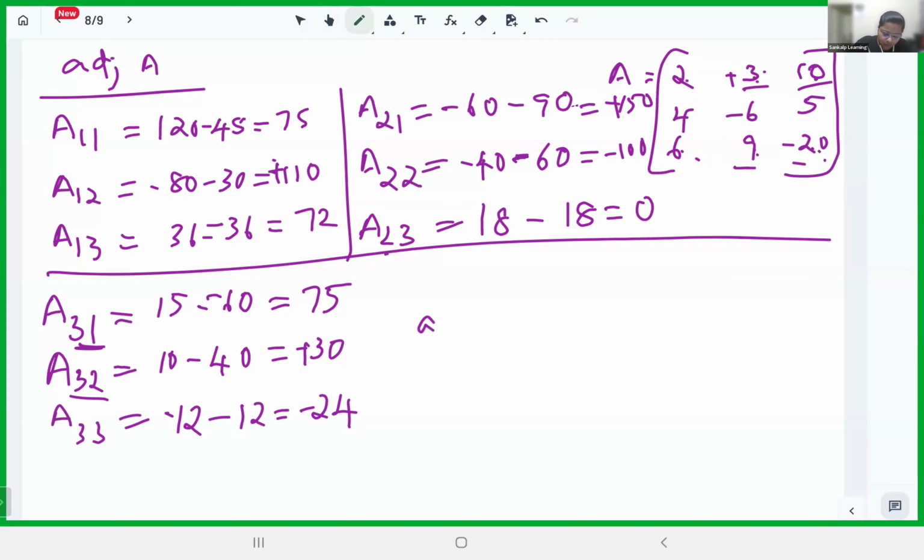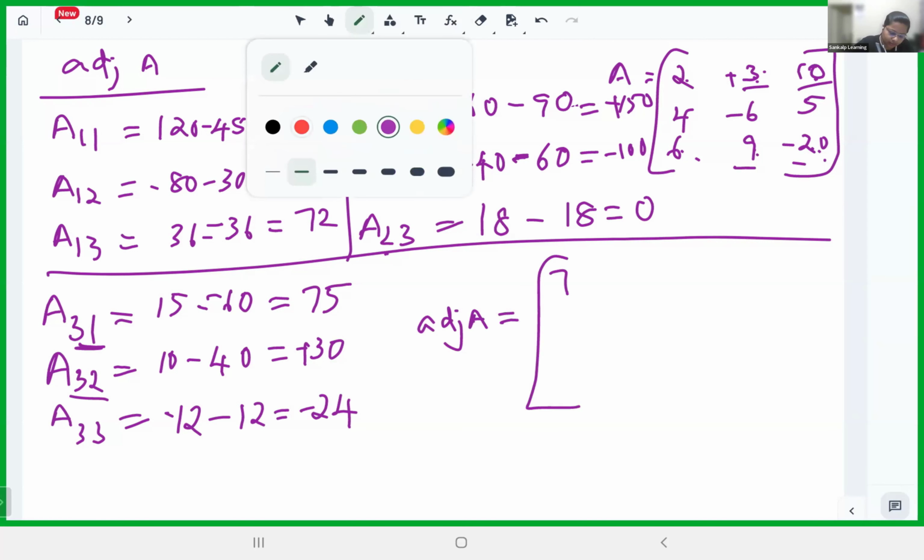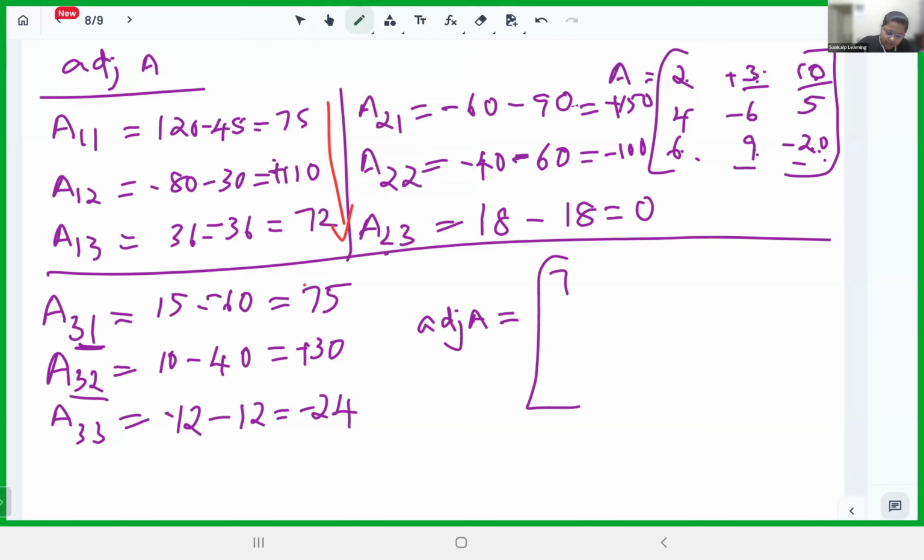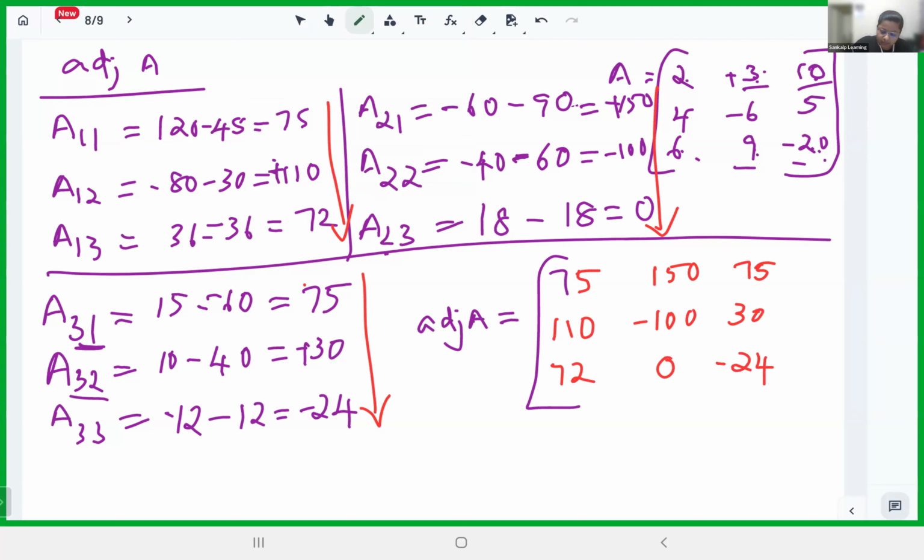Alright. Now we can write adjoint of matrix A. Adjoint of matrix A is equal to. What is the matrix? You write this one downwards. And the second column is this one. And the third column is this one. So that is 75, 110, 72. And this one is 150, minus 100, 0. Then this one is 75, 30, minus 24. Okay, so this is our adjoint.